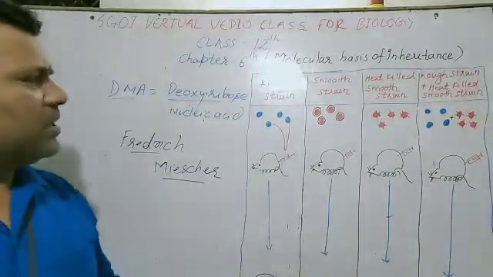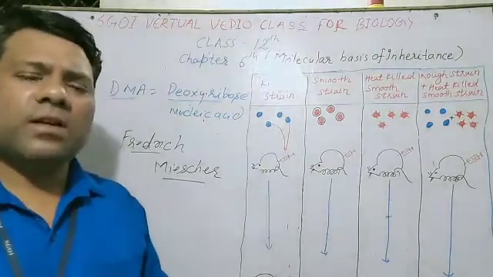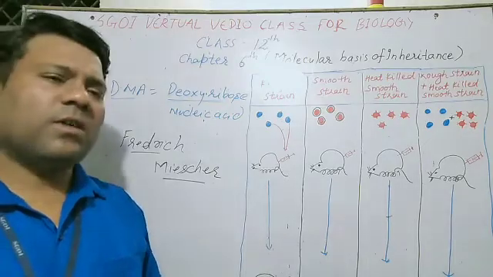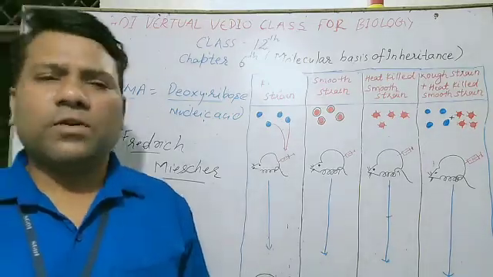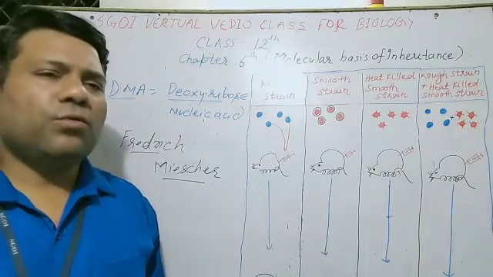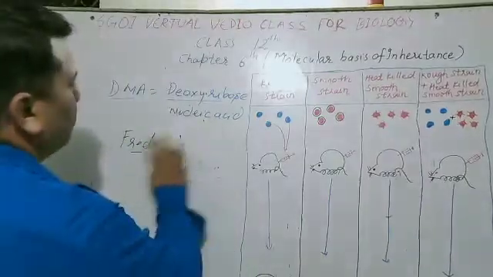But how can we recognize that DNA is a genetic material? It is a question. To solve this question, many scientists performed experiments which show that DNA is a genetic material.